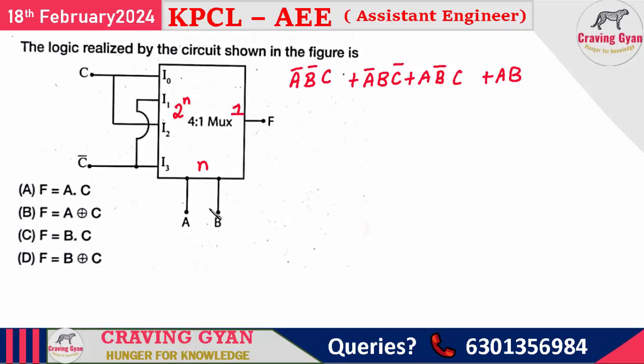When it is 0, 0, I naught will be selected. What is the value of I naught? It is C. When it is 0, 1, I1 will be selected. What is the value? It is C bar. When it is 1, 0, I2 will be selected. What is the value of I2? C. When it is 1, 1, then I3 data will be selected. What is the value of I3? C bar.